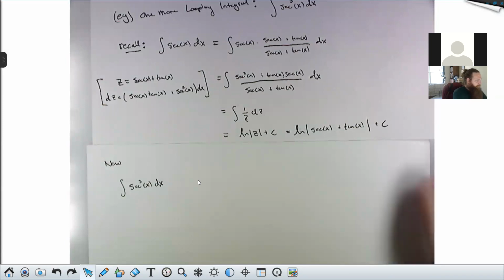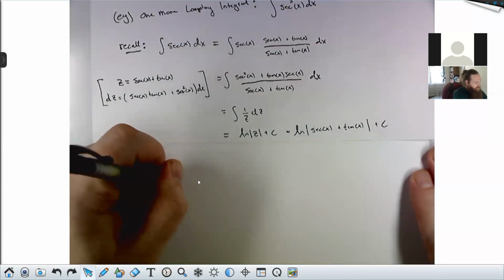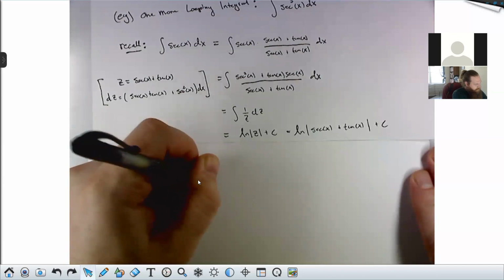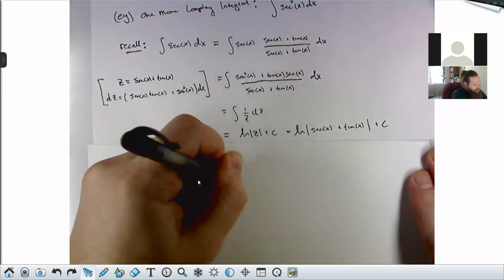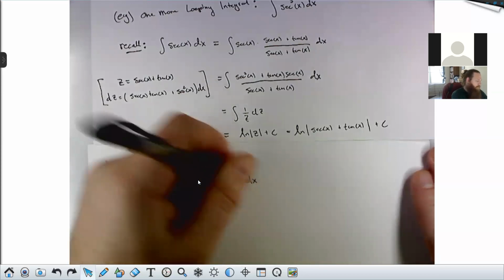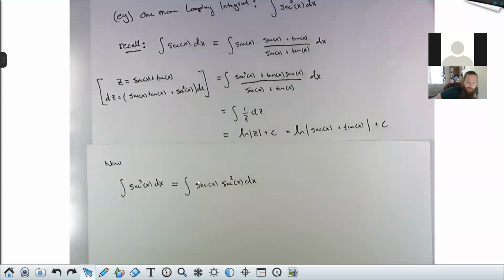What will help here is remembering that secant cubed is secant times secant squared. And I know how to integrate secant squared. So if I pick this piece to be dv and this piece to be u, then I can at least proceed in a nice way.